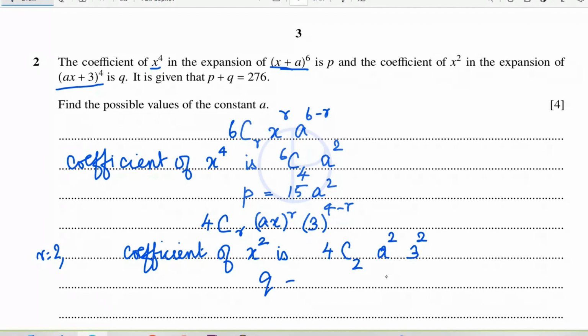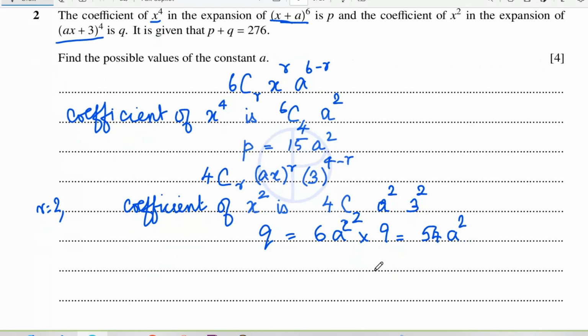So q is equal to 4C2, which is nothing but 6, a square multiplied by 3 square, that is 9. So 54a square is our q.